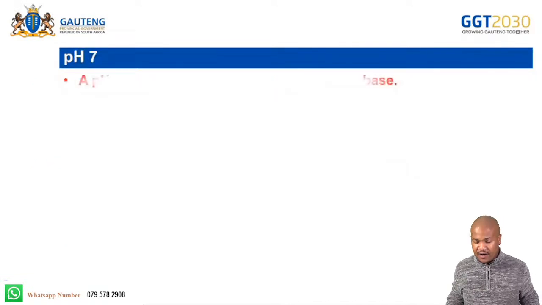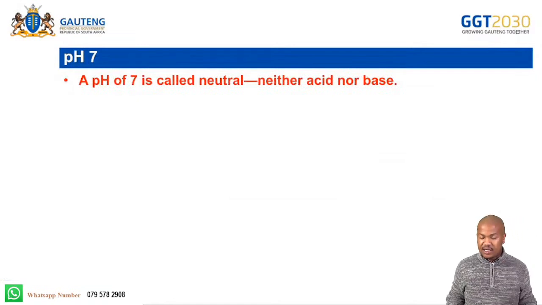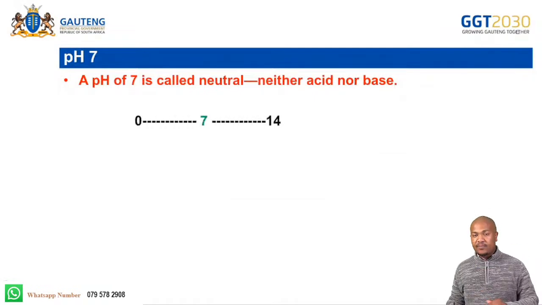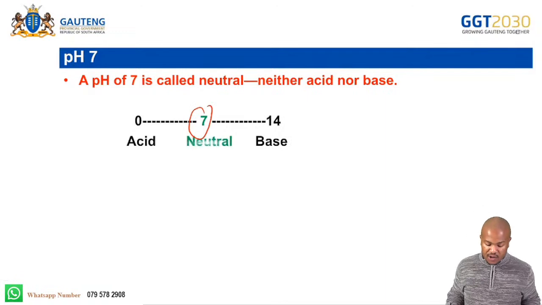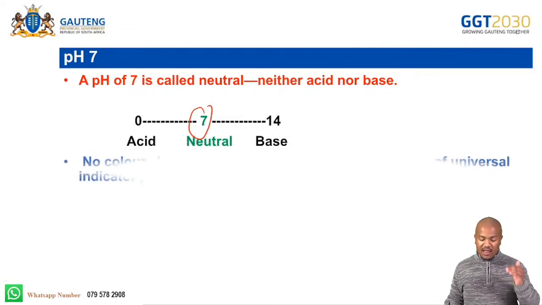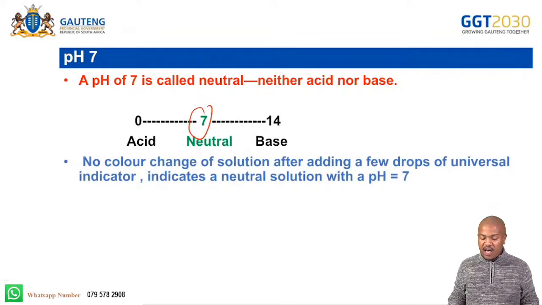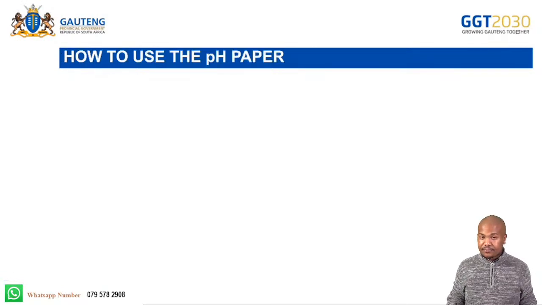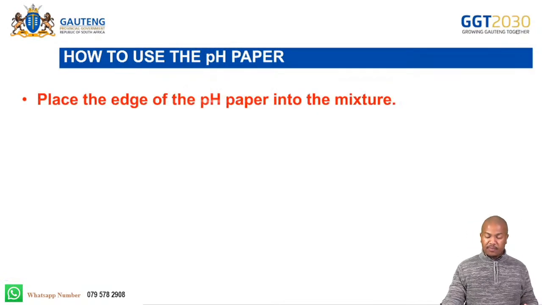Now, pH 7, we say that they are neutral substances. They are not acidic and also not basic. Not acidic nor basic. So this is where we find our neutral substances. And therefore, we find no color change after adding a few drops of universal indicator, and the pH value is 7.